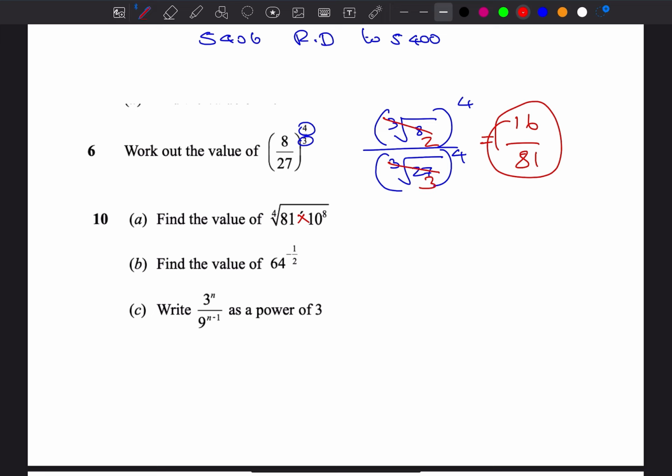This is the multiplication. If you take the fourth root of 81 times the fourth root of 10 to the power 8, that's easy. What number, if you multiply it 4 times, you get 81? It's 3. This and this can divide. 8 divided by 4 is 2. So technically 10 to the power 2, which is 100. So 300 is the answer. 64 to the power half, which is the square root of 64, which is 8. But because of the negative power, 1 over 8.